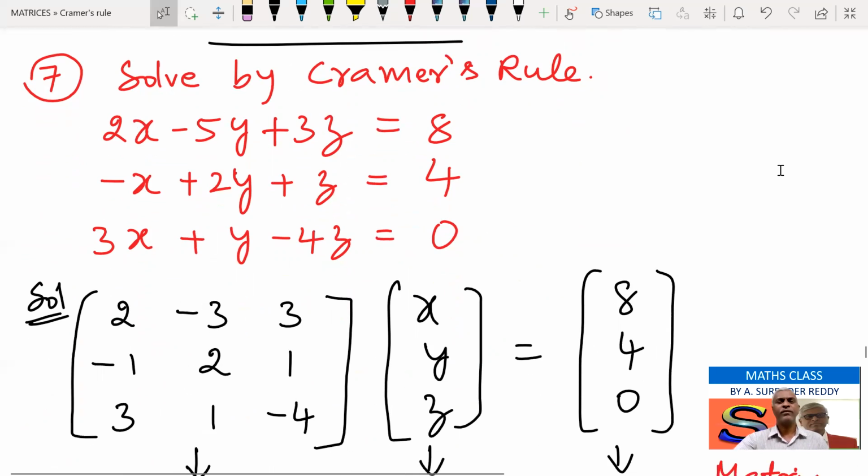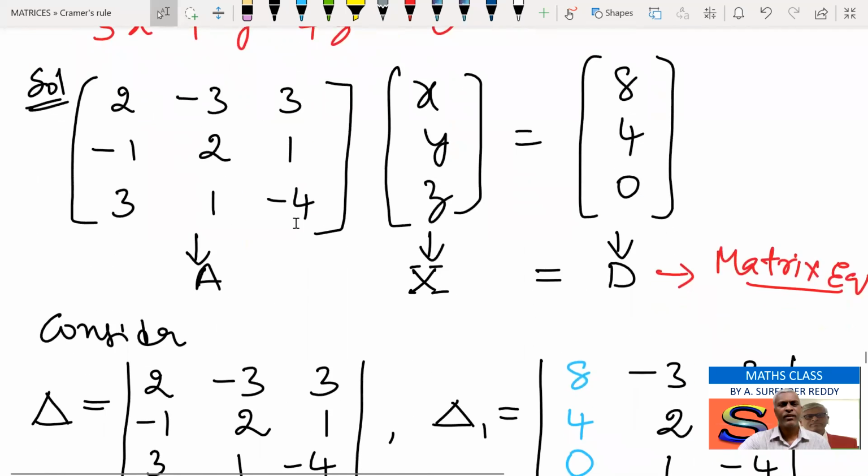In the first step, convert them into a matrix equation. The coefficients of x, y, z in the three equations will be the first matrix. This is the coefficient matrix. And x, y, z is the second matrix, the variable matrix. And the constants 8, 4, 0 will be the constant matrix, that is D.